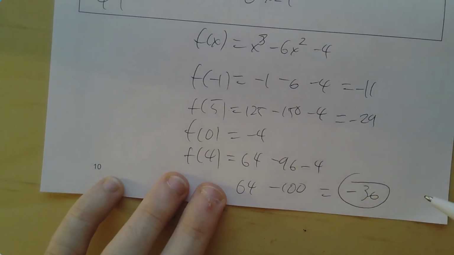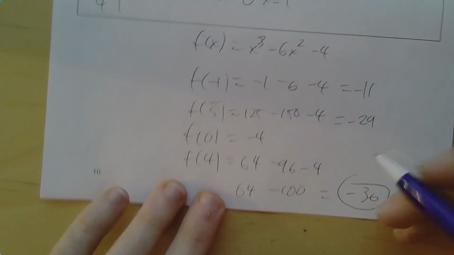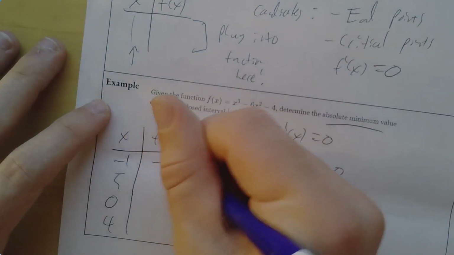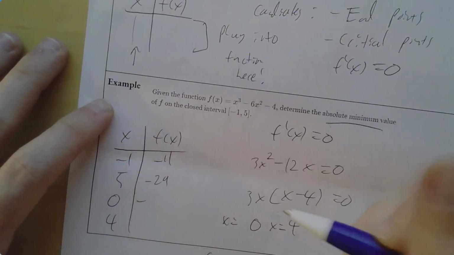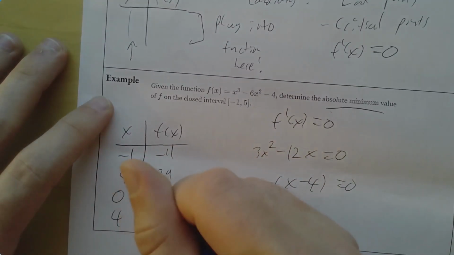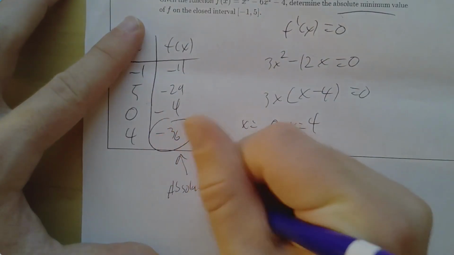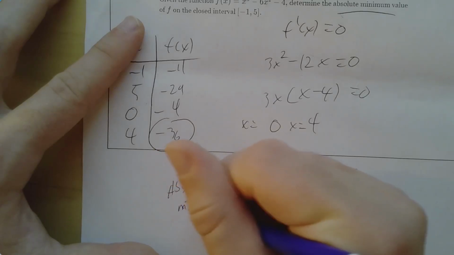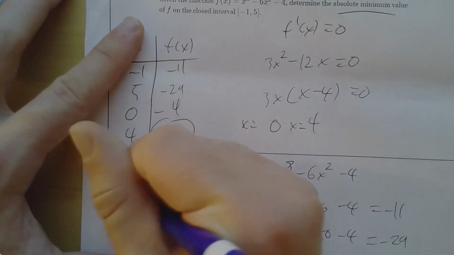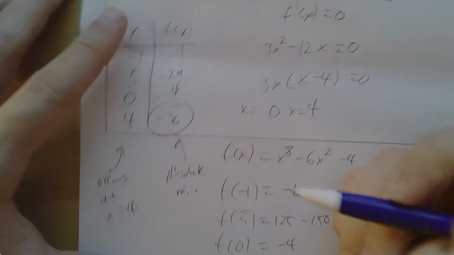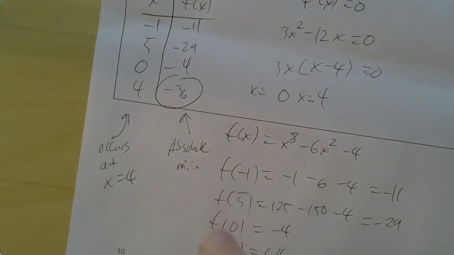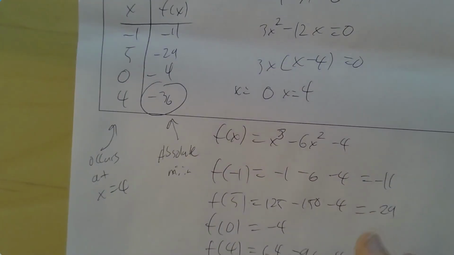So that would be my absolute minimum right here. Up here they would go negative 11, negative 29, negative 4, and negative 36. So what's my absolute minimum? Negative 36 is the absolute minimum, and it occurs at x equals 4. Sometimes they ask, is it the minimum, or at what x value does the absolute minimum occur? So you know the difference between those two. All right, moving on. We're getting there.